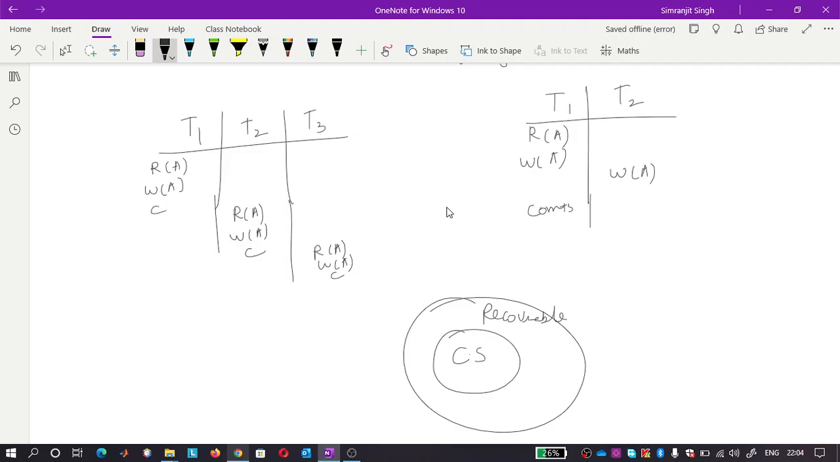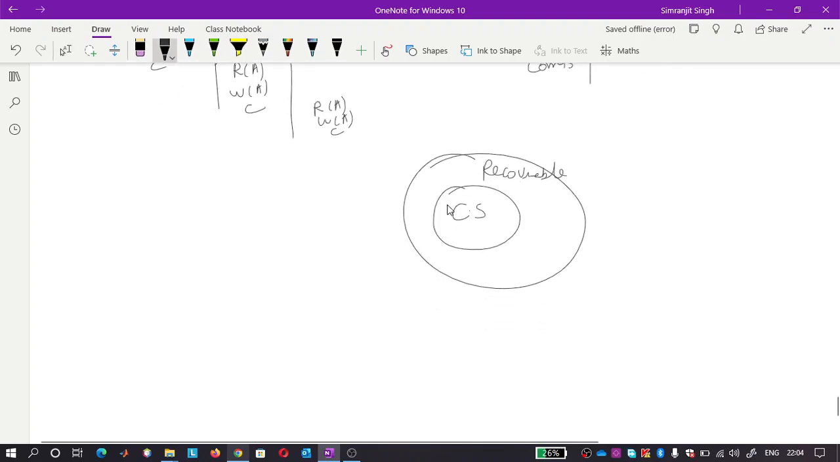But cascadeless ensures that there will never be a cascading rollback. Why? Because we are only reading from a committed transaction. If the transaction is committed, there can never be a rollback. There can never be a failure because the transaction is complete. So it means that it also is recoverable, but it is much stricter than the recoverable schedule. So that is why it comes under cascadeless schedule. You can think of it like that. Now another, even stricter form is a strict schedule.